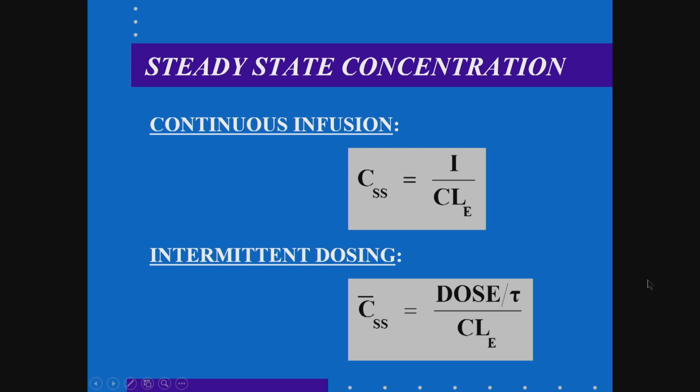So back to our steady state equations. If you have a continuous drug infusion, the steady state concentration is a function of the infusion rate and the clearance of elimination for the drug. If you're using intermittent dosing, say giving the drug once a day or twice a day or whatever the case may be, this is the estimated mean serum concentration over that dosing interval, now being equal to the dose over the dosing interval, and again over the clearance of elimination for the drug.